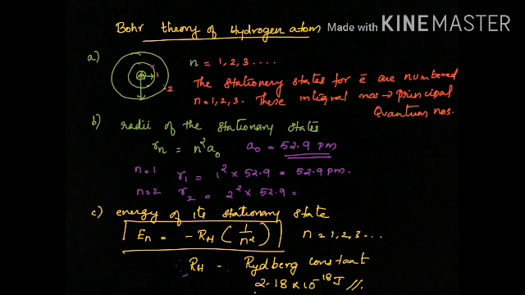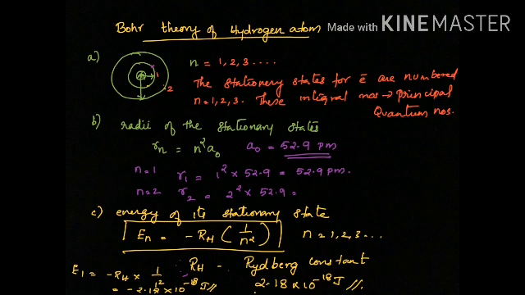So we can measure the energy of each orbit, right? So what will be the E1? E1 will be equal to minus RH into 1 by 1 square. We'll get 1 by 1 square, n is equal to 1, right? So we'll get the answer as minus 2.18 into 10 raised to minus 18 joule. Likewise, for each stationary state, we can measure the energies also.